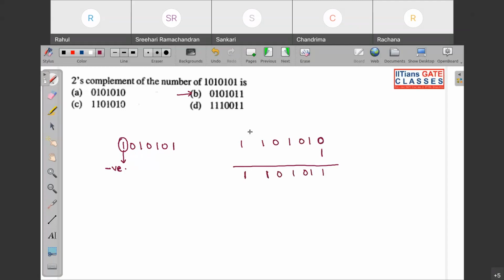So the 2's complement of the number. What does this mean? Why have they taken 1 over here? So this is a 2's complement of the number of 101 is. Why have they complemented the sign bit over here? Sign bit shouldn't be complemented.